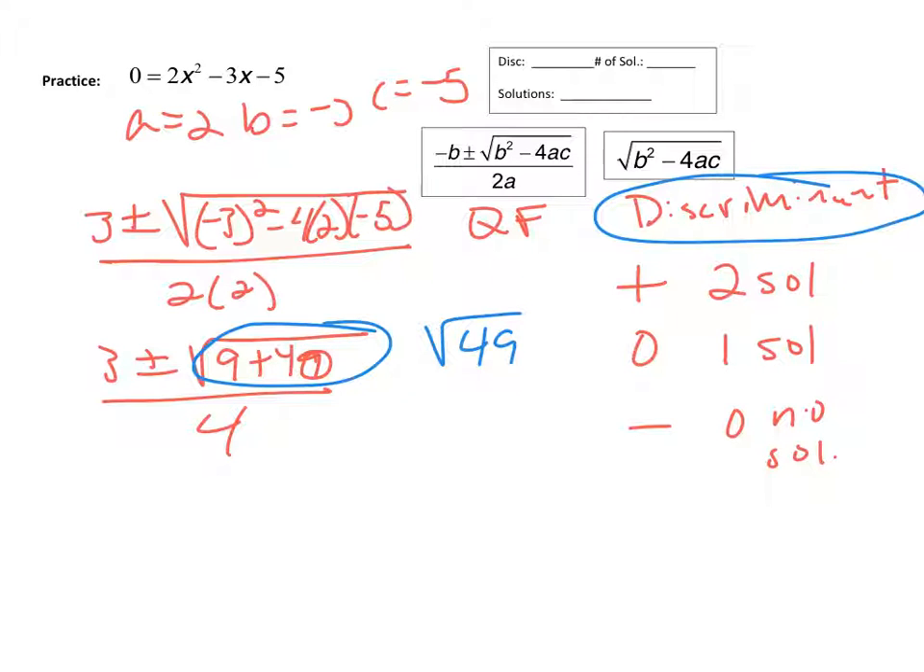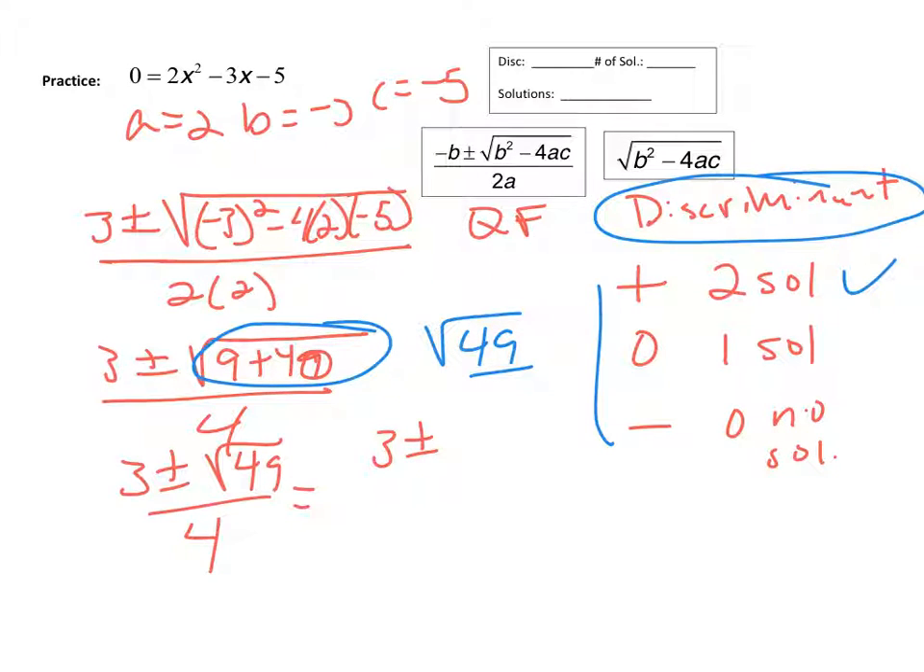So the discriminant basically tells you again how many solutions. That's a positive number, so we know that we're going to have two solutions here. It also happens to be a perfect square, so that makes it really easy for us to solve here. So we're going to continue on now. This is going to give us 3 plus or minus the square root of 49 divided by 4, which is the same as 3 plus or minus 7 divided by 4.